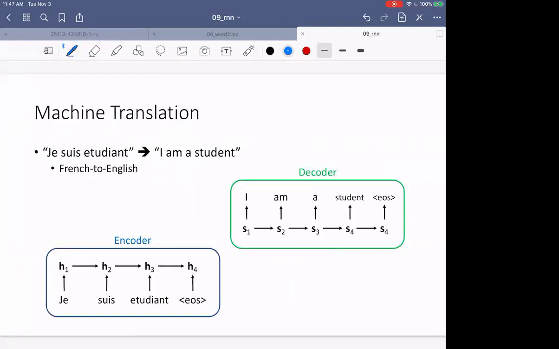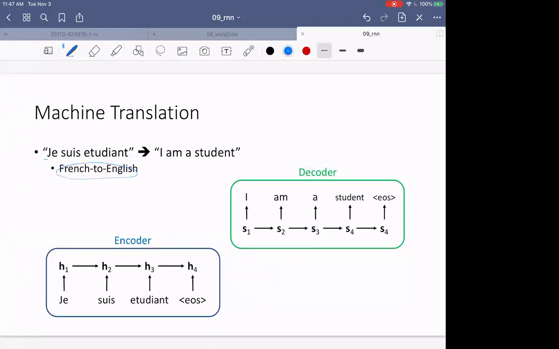So I'm going to describe the whole thing in the context of machine translation. But as I said, you can generalize this to any sequence to sequence. So this is a French to English translation. So Je suis étudiant is translated into I am a student. Typically in sequence to sequence, there's an encoder and there's a decoder. So it's an encoder-decoder architecture. The encoder basically encodes your input, and the decoder decodes it into an output. So the decoder is a generator.